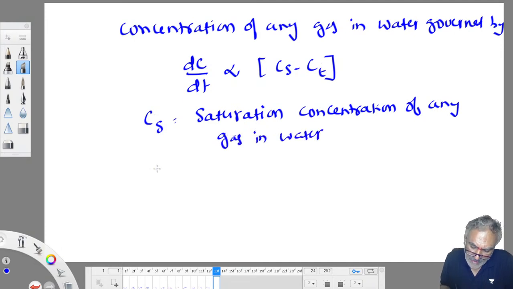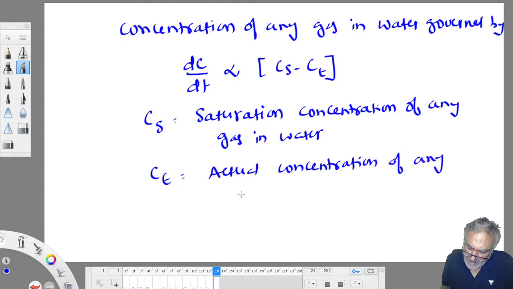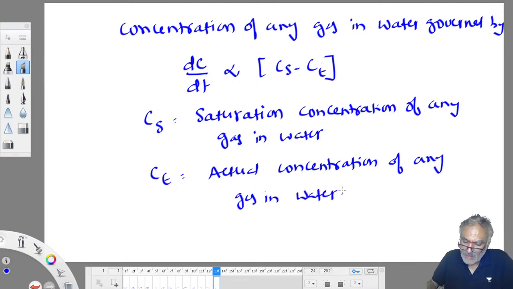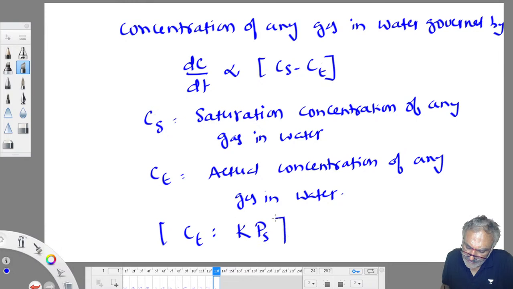In water, CT is known as the actual concentration of any gas in water. This actual concentration of any gas in water we can work out by Henry's law. CT is equal to K times PS. This is governed by Henry's law. The actual concentration of any gas in water depends on Henry's law.